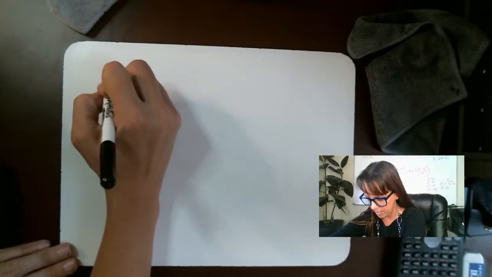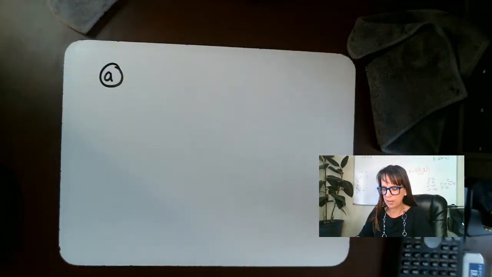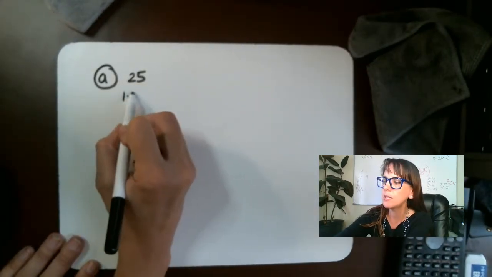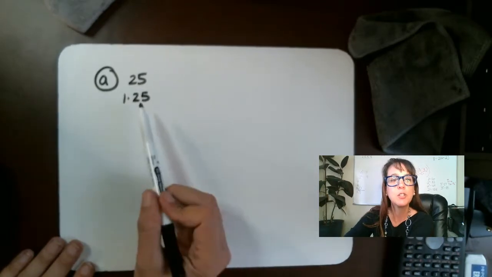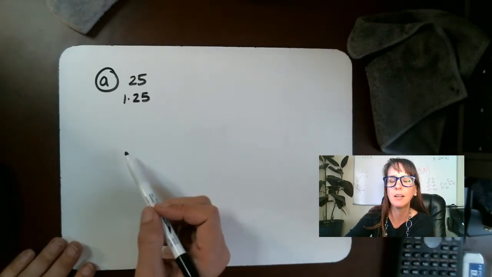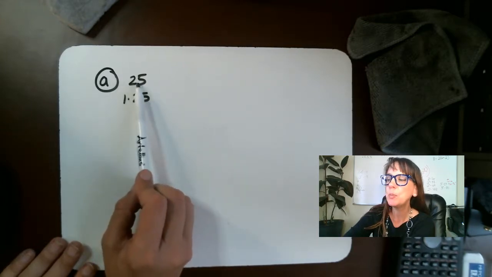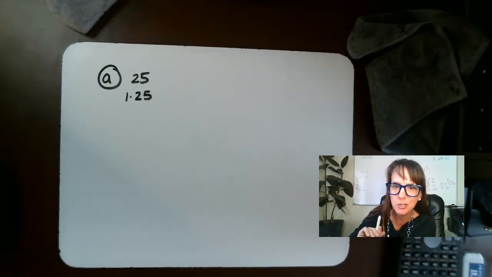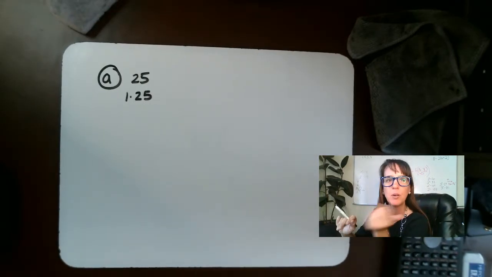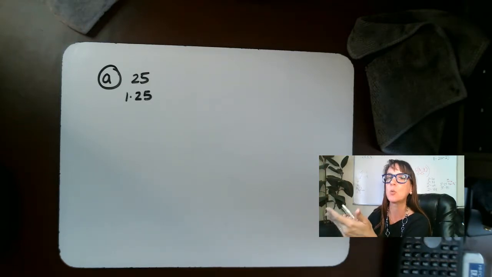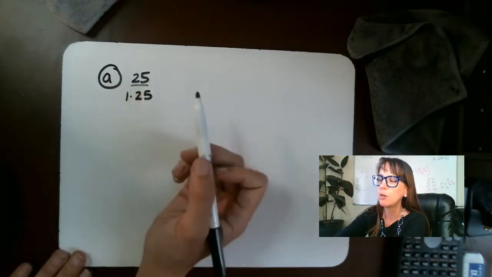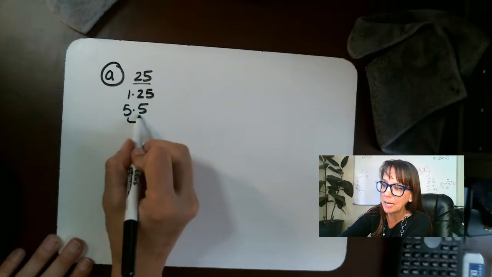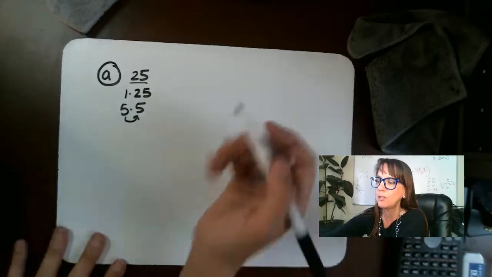For those of you who are ready to go on, we have A: list all the whole numbers that are factors of each number. 25. We start with something easy, 1 times 25. Does 2 go into 25? No, because it doesn't end in an even number. 2 plus 5 is 7. 3 does not go into 7, so 3 is not going to go into this number. So 1, yes, 2, no, 3, no, 4, no, because 4 times 6 is 24, so it can't be 25. So 5 would be next, and that's 5 times 5. So we're done, because now we're looping back around, right? Those are all of our factors.